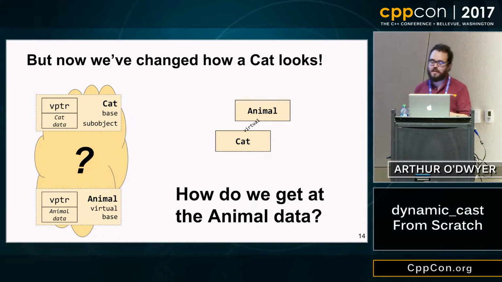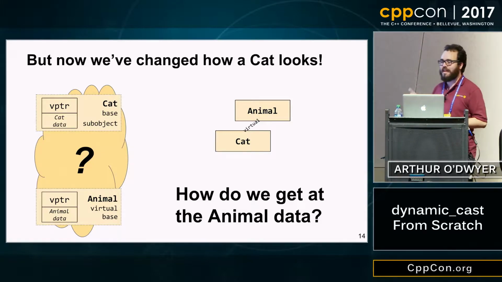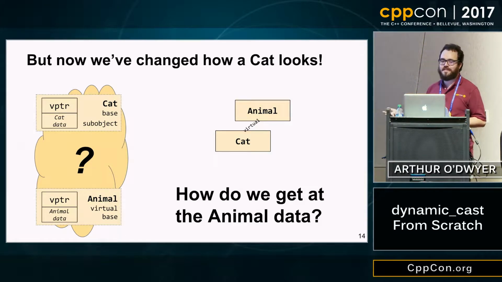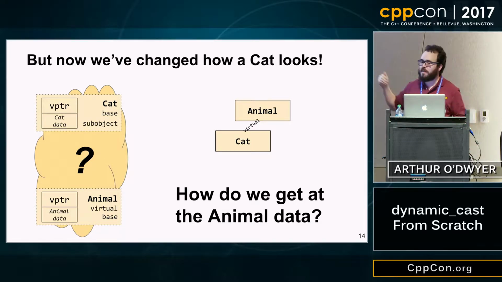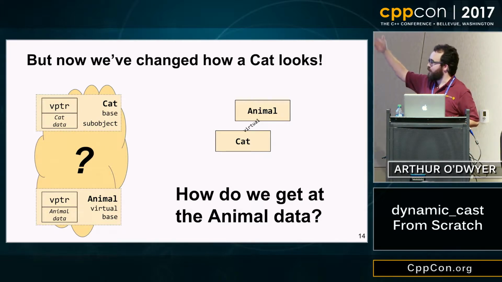All right, but now we've changed how a Cat looks. Right? A Cat used to look physically like an Animal. So we could have an Animal*, it secretly points to a Cat, and we could just treat it like it was an Animal, because physically they were identical. Now we've changed how a Cat looks, so now we have a problem. Now if I have, let's say, a Cat*, and I want to access its number of legs, which is part of its Animal virtual base, how do I actually get at that Animal data anymore? I don't have a way to sort of offset into it, because there could be arbitrary stuff in between. There could be nothing in between. There could be a Dog in between. I have no idea.